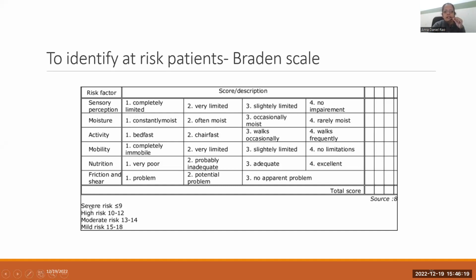Whether he is at extreme risk, then your score will be less than or equal to 9. If your score is 10 to 12, then the patient will be at high risk. If the score is 13 to 14, then the patient is having moderate risk. And the patient will be at mild risk if the score is 15 to 18. So accordingly we can find out.